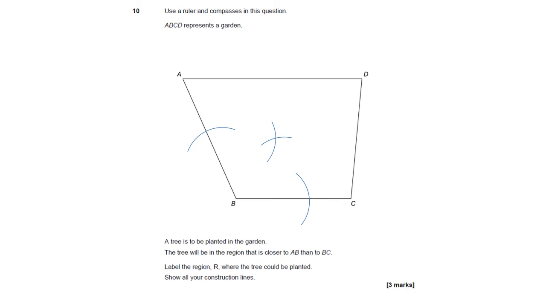Once we've got that, we just do a straight line with our ruler coming from B through our cross up to the end of the shape. So that's our angle bisector. The tree needs to be closer to AB, so it's going to be in the region to the left of that line, which we can label with an R.